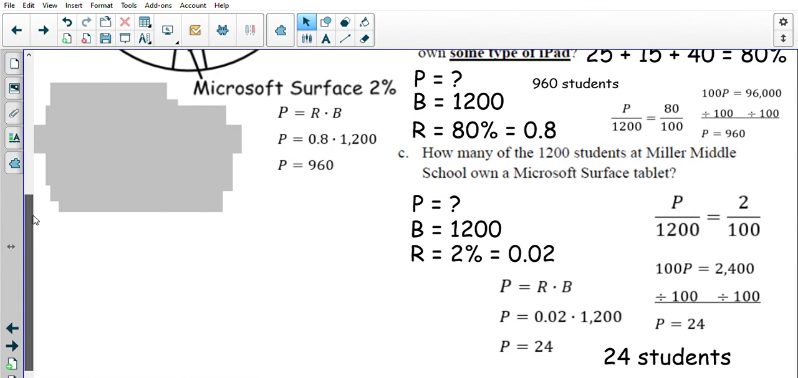I know I'm throwing a lot up here for you, but you have to know how to use the percent proportion or the percent equation really well in order to be successful here.